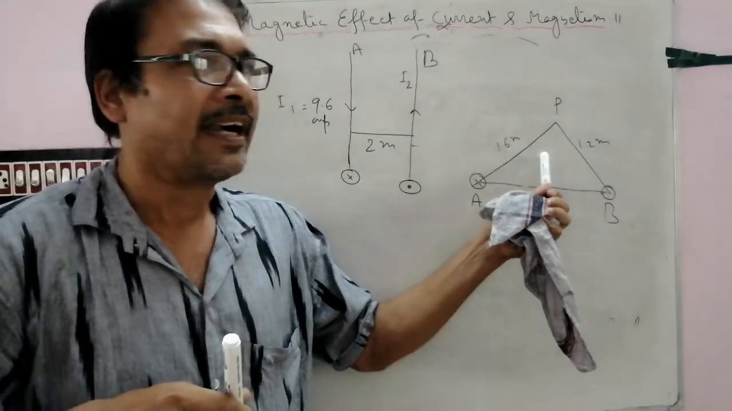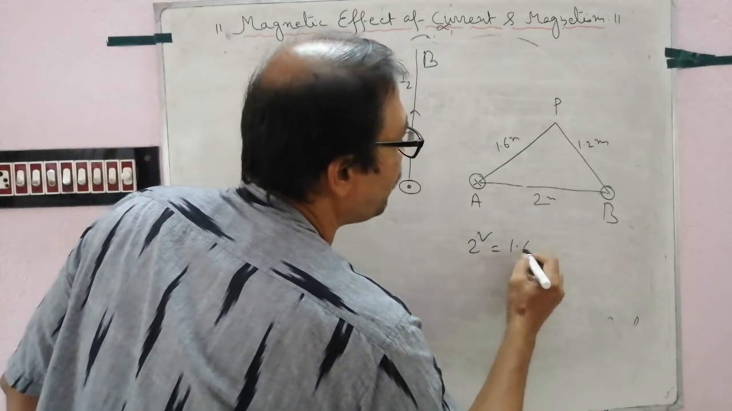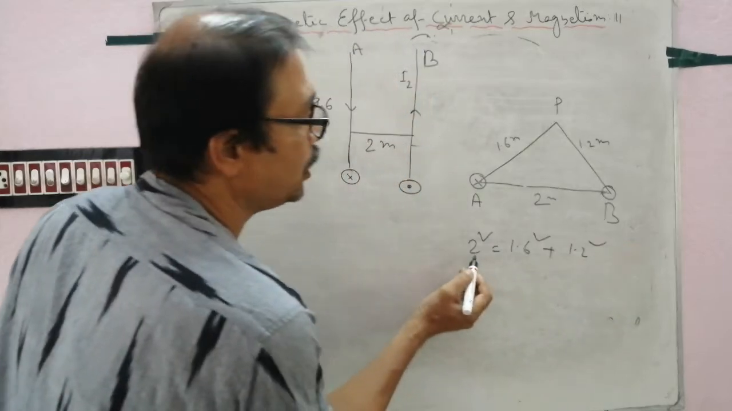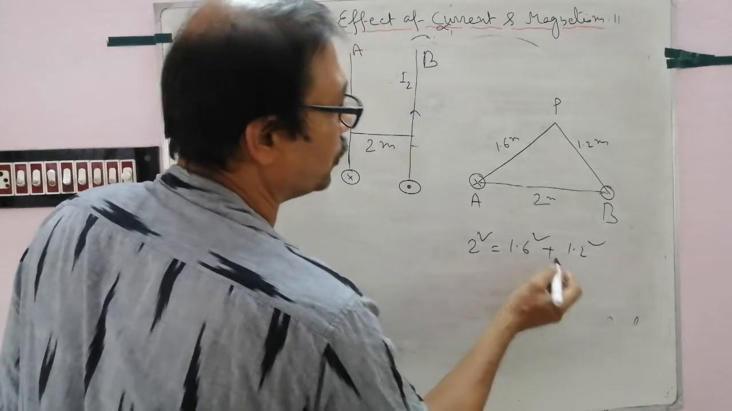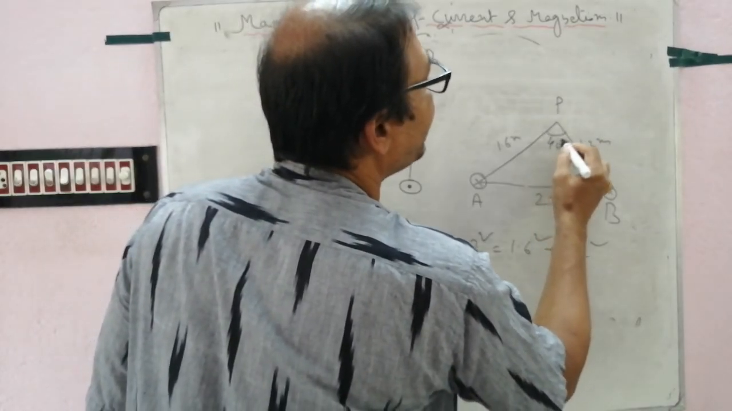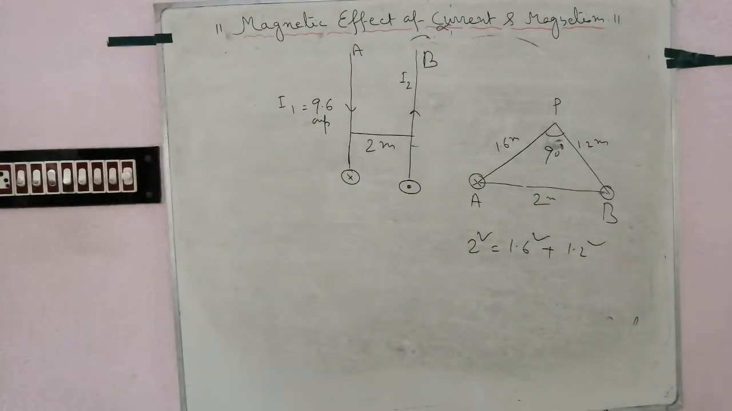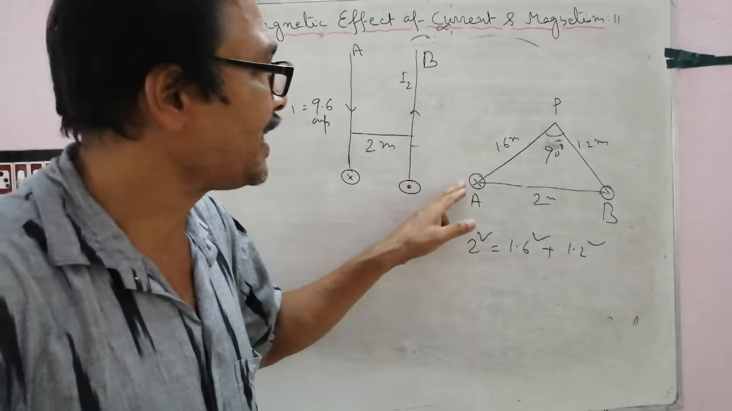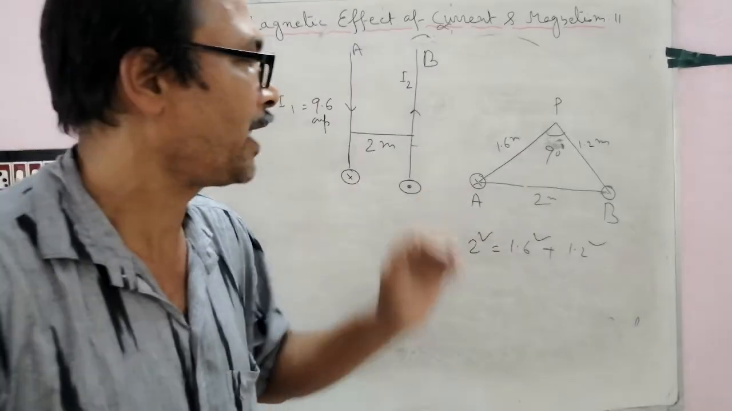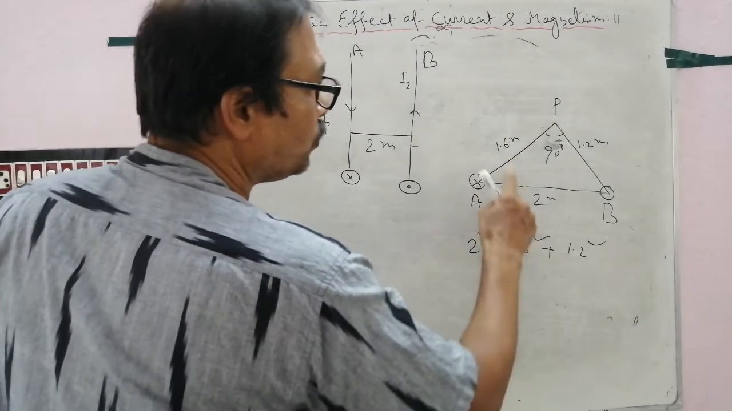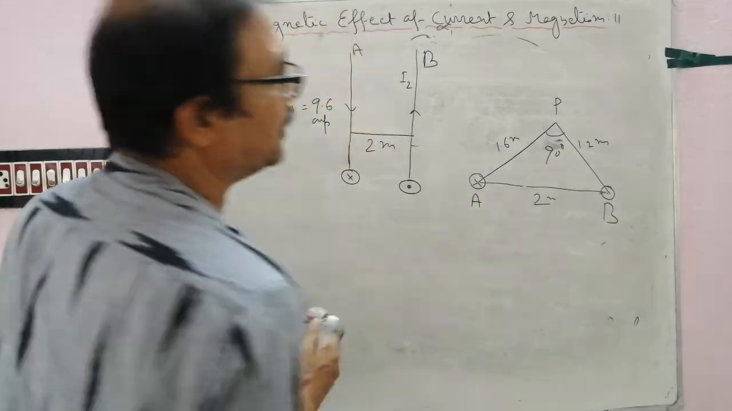Follow. So it is a right angle triangle, because 2 squared equals 1.6 squared plus 1.2 squared, that is 4 equal to 4. So this angle is 90 degrees. Second part of the problem: from wire A at 1.6 meter distance and from wire B at 1.2 meter distance, at a point, find out the magnetic field. According to the figure, 2 meter, 1.6 and 1.2 meter, this angle is 90 degrees. Follow.